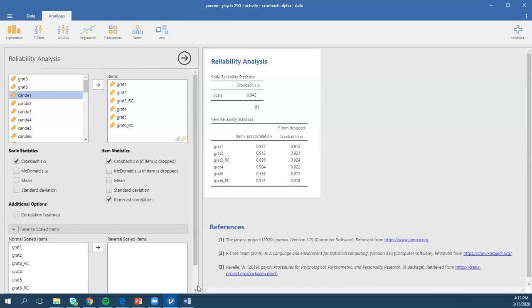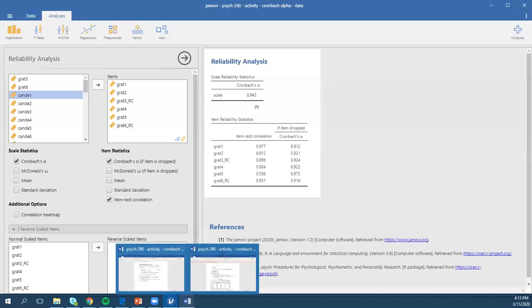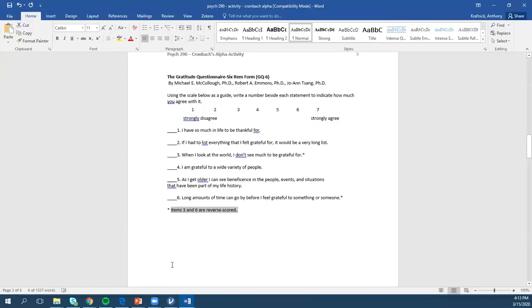So let's take a look at that question and see if we can think about why it's lower than the others. So question 5 says, "As I get older, I can see beneficence in the people, events, and situations that have been part of my life history." Now, if you look at the slide set related to this, and when we talked about survey building before, there's different things that you can look for, right? And so there's maybe a couple potential issues you can think about here. One, the wording might be a little complicated, right? Maybe not everyone knows what beneficence is, and so they might be confused in terms of what direction they might want to answer that question.